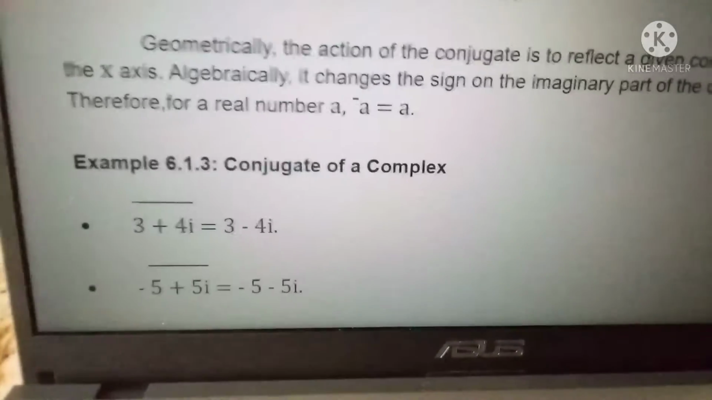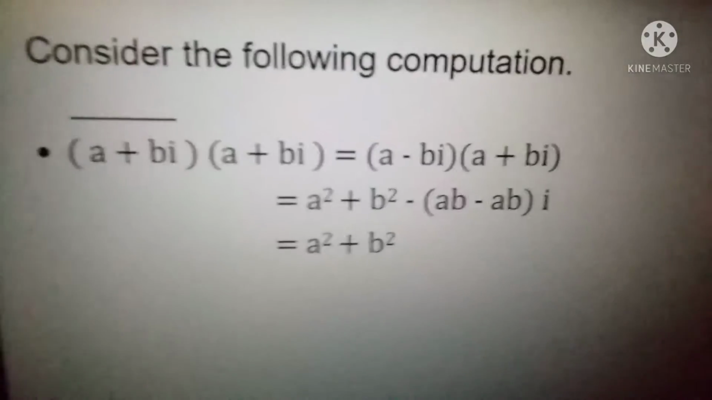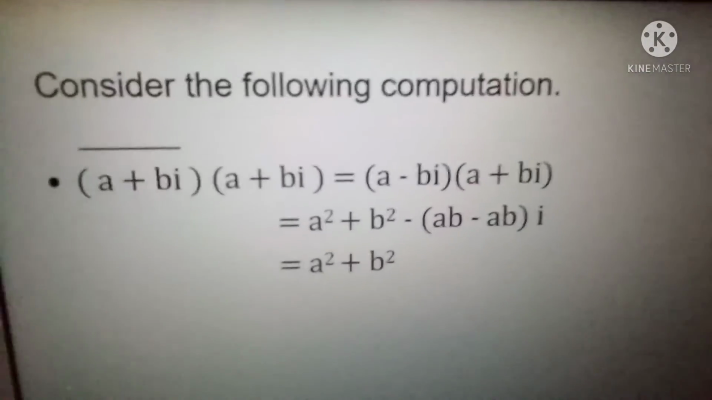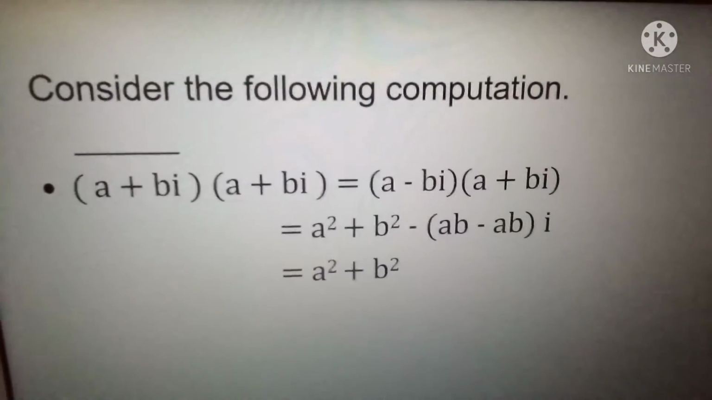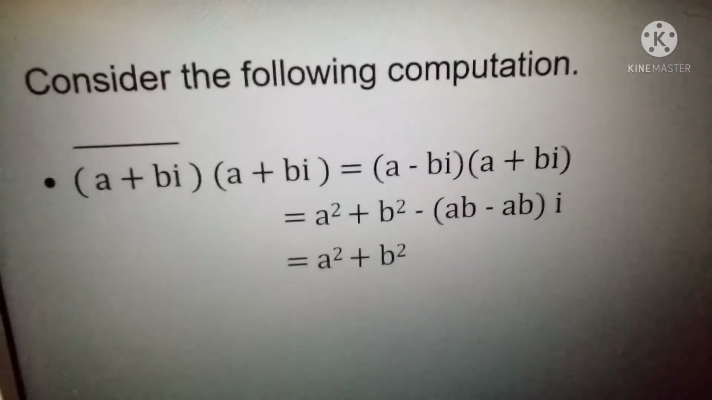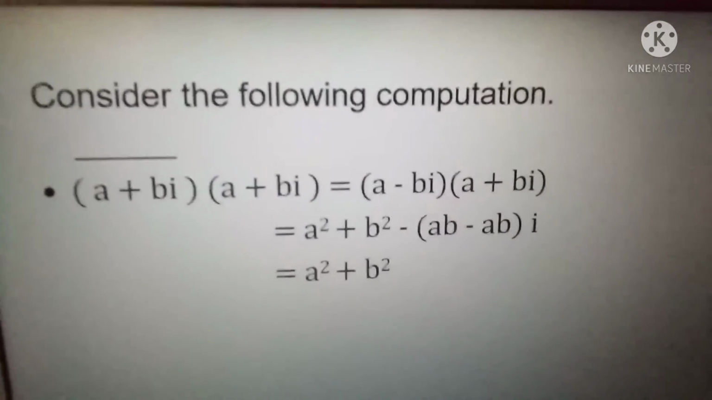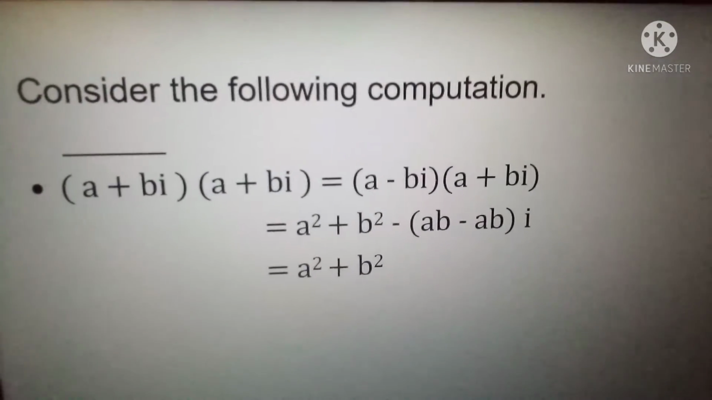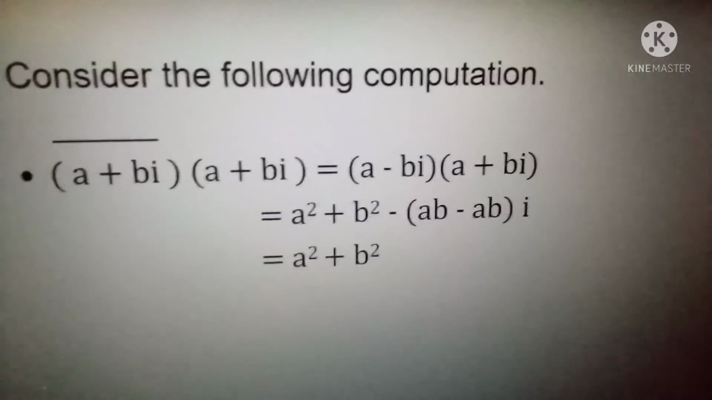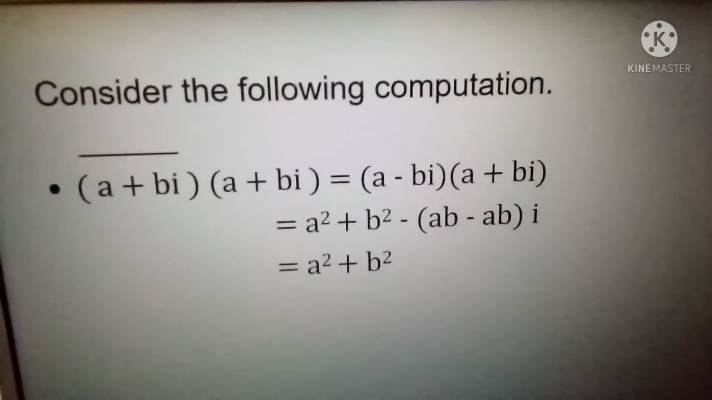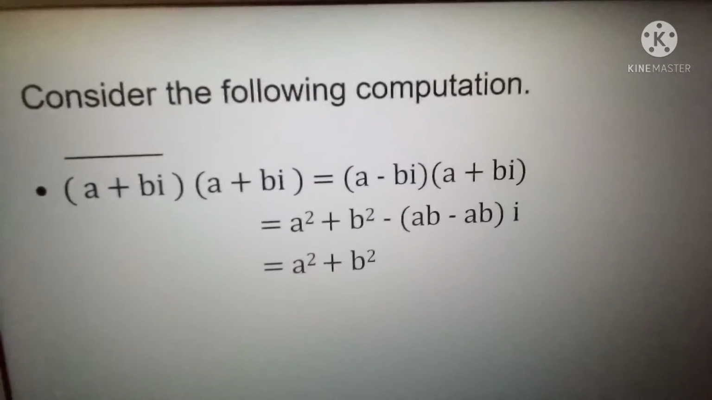So, ayan po. Apply na po natin dito yung multiplication property of complex numbers. So, the conjugate of a plus bi times a plus bi is equal to a minus bi times a plus bi, which is equal to a squared plus b squared minus abi plus abi, which is equal to a squared plus b squared. Isi-simplify lang po natin yan.